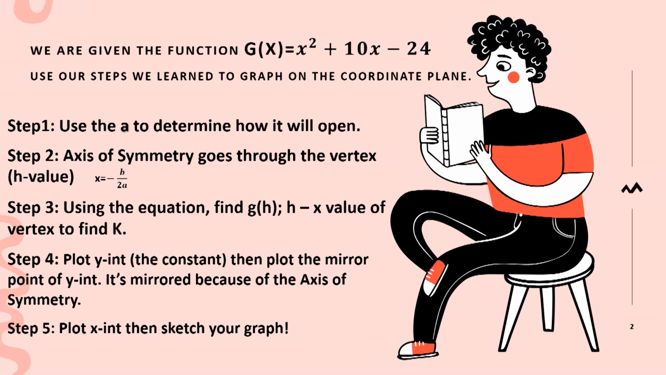I'm finding g of h, my h value, the x value of the vertex, to find k. My step 4 is I'm plotting my y-intercept, the constant. Then I plot the mirror point of that y-intercept. It's mirrored because of my axis of symmetry, and we talked about what the axis of symmetry is. Next, I plot my x-intercepts, then I sketch my graph.